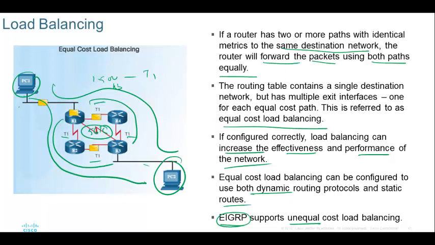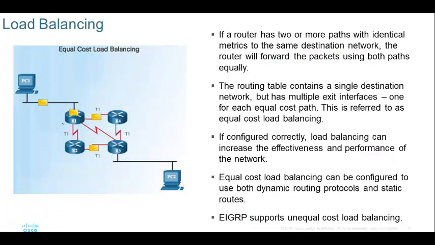This is having the same metric as this. There is an equal cost path. Unequal cost path means this metric and this metric are not the same, but still you can do load balancing if you have EIGRP. No other protocol will support it. Only EIGRP will support unequal cost load balancing.